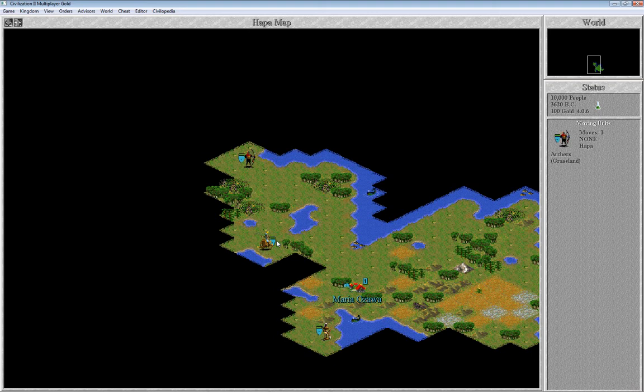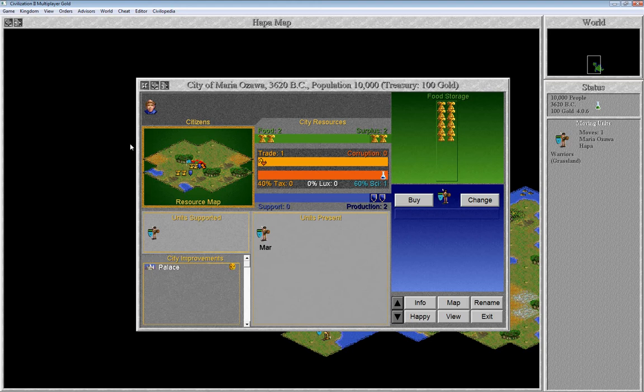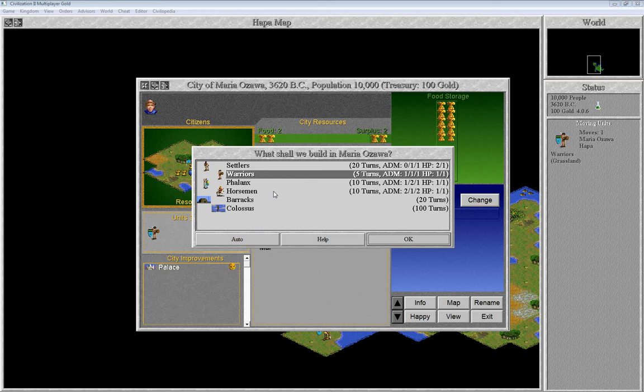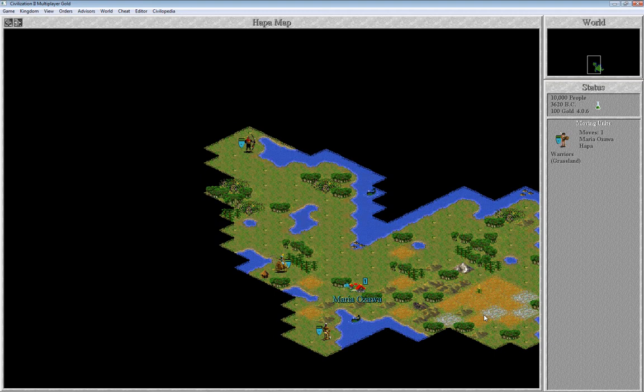Okay, so let's keep moving. I want to clear this spot down here. Another hut. Okay, we've built our first warrior to protect Maria Ozawa. The next thing I'm going to do is, usually I build a horseman right after I build a warrior, but I've got a few units roaming around. I'm going to go with settlers, especially with all this grassland around. Capitalize on that. And I'm going to fortify my warriors to protect my capital city of Maria Ozawa.